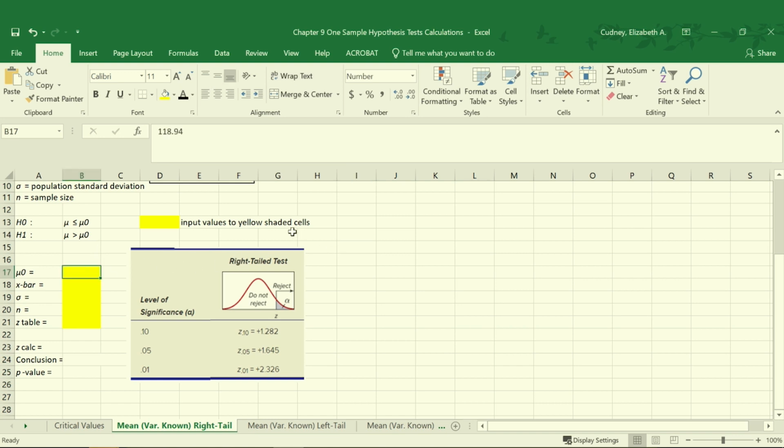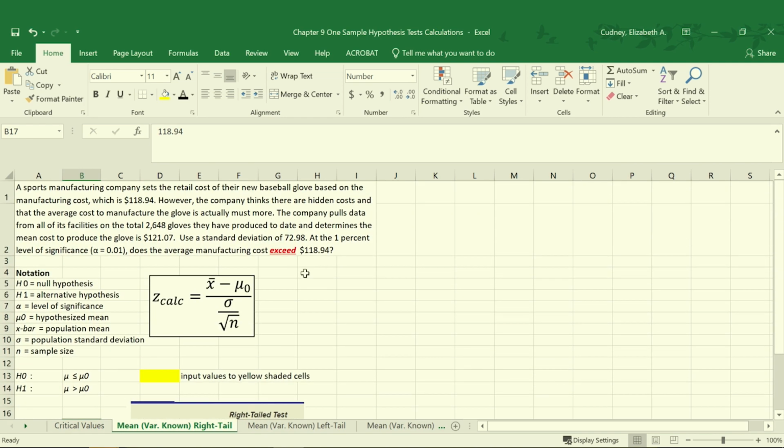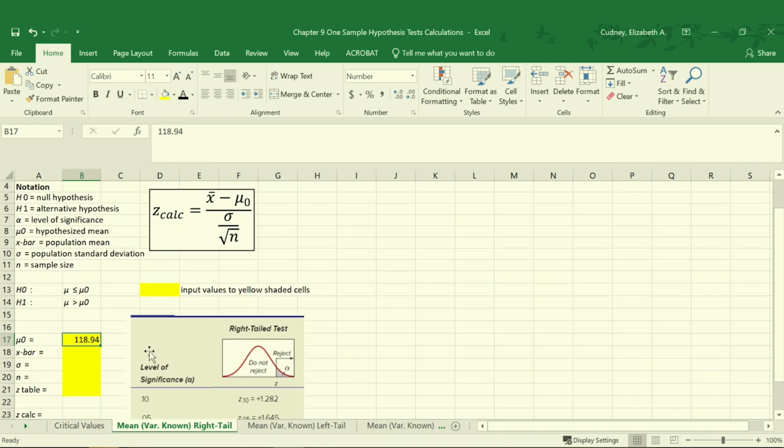Given the information in the equation, we know mu0 is $118.94. And again, this is what we're testing, so this is why it's our mu0. We're seeing if it exceeds $118.94. Our X bar is the average from our data, which was $121.07. Our standard deviation was given to us as 72.98. N is our sample size, which was 2,648 gloves.